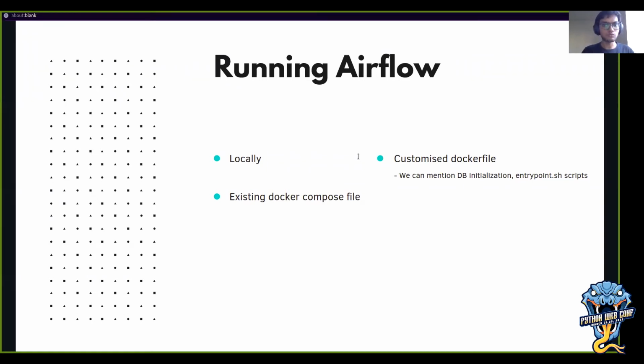So for running Airflow, there are three main options. One is you can run your Airflow locally. Second is you can use the existing Docker Compose file, which is available from the Airflow community, which is really, really good. And the third option is you can have your own customized Dockerfile where you can have your DB initialization and an entry point script in which you want to do some things, like connecting with some other ports or servers, and add your own custom logic. Then you can also do that.